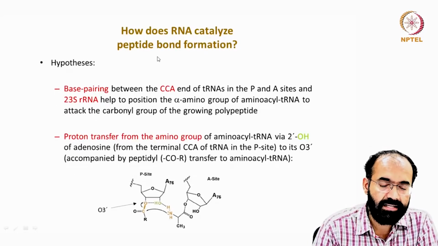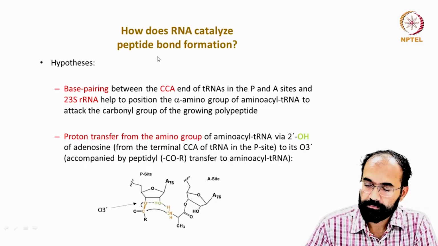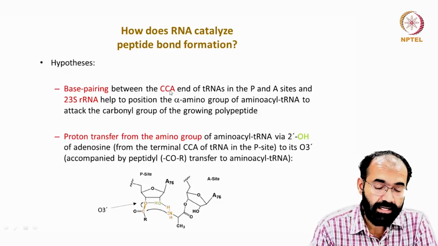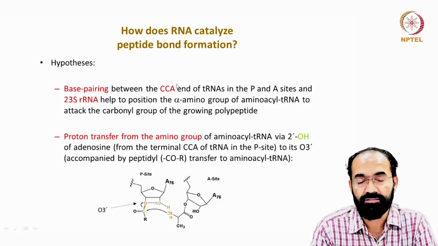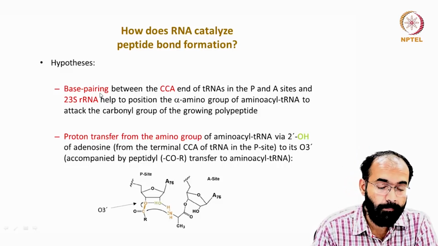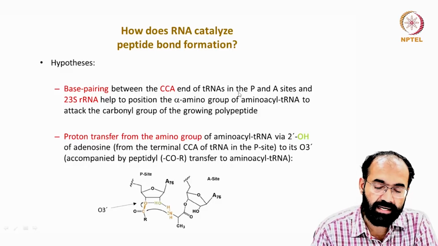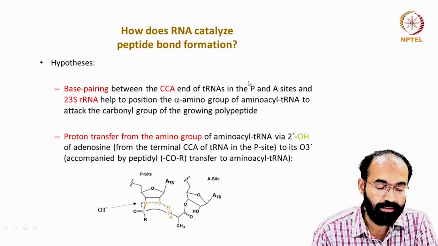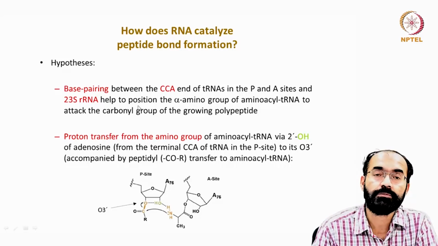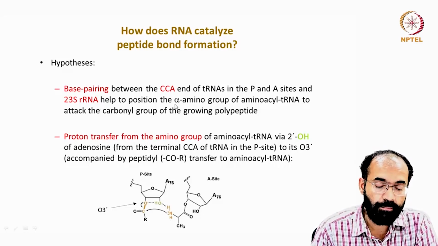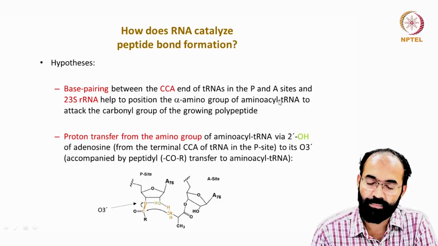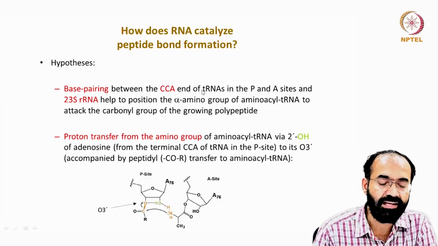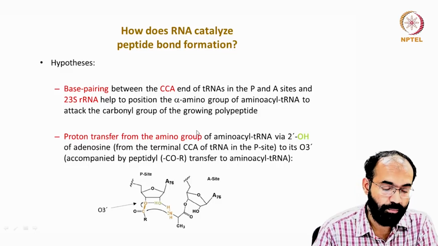So how does the RNA catalyze peptide bond formation? Base pairing between the CCA. CCA, remember, it is the tip of the transfer RNA which is formed by the post-transcriptional modification. So the base pairing between the CCA end of the tRNA in the P and A site. Remember, P is the peptidyl site and A is the acceptor site. And the 23S ribosomal RNA, which is part of the ribosome itself, helps in the positioning of the alpha amino group of the amino acid tRNA to attack the carbonyl group of the growing polypeptide. So this is the chemistry that happens during the peptide bond formation.